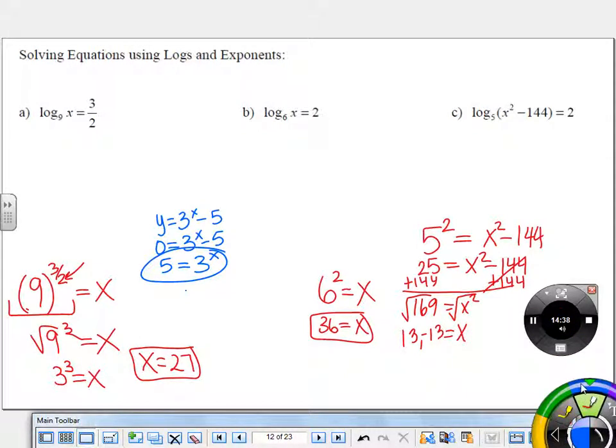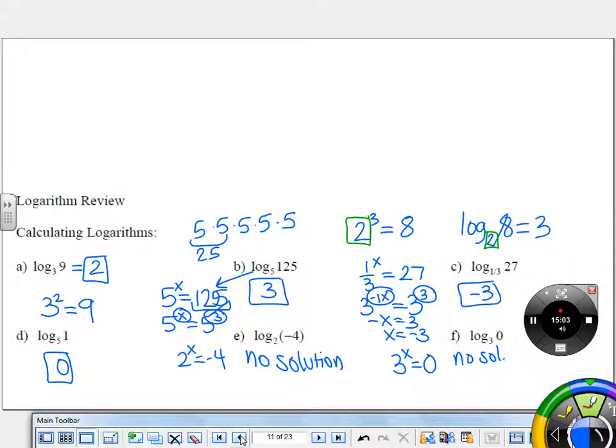All right, so I got 13 and negative 13 as my answers, and then I just have to make sure those both work. If we look back at the problem, notice if you plug them in, you would square them, which would be 169. And when you subtract 144, you would still have a positive. I just want to make sure that none of the answers I got put a negative or a 0 inside the logarithm. Because remember on the slide before when we were calculating logs, if you try to take the log of a negative or you try to take the log of 0, you really have no solution.